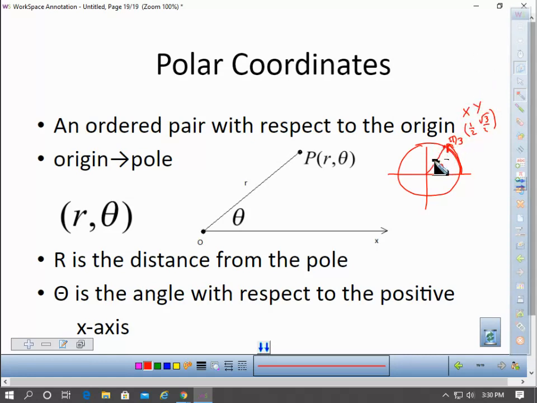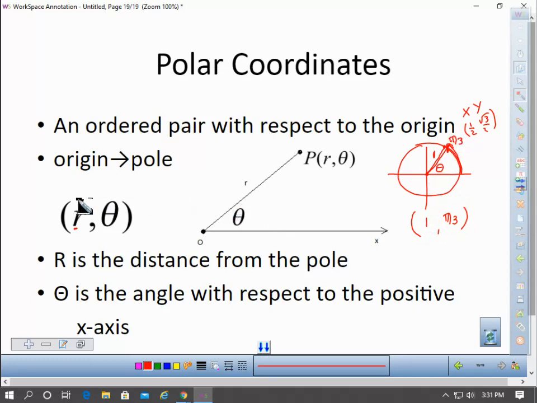The polar coordinate is an r comma theta. So if I were to write that ordered pair as a polar coordinate, the angle theta is the pi over 3. And the r value is your distance from the origin, which is called the pole. All right, so we know this is a unit circle, so we know our radius is 1, so that would be the point 1, pi over 3.